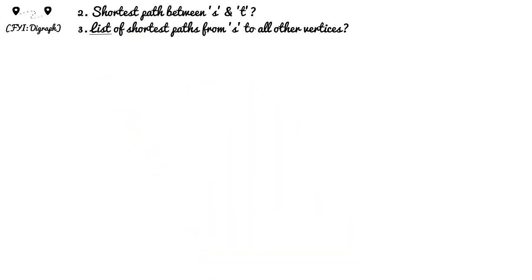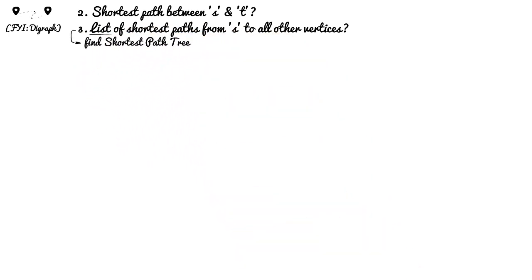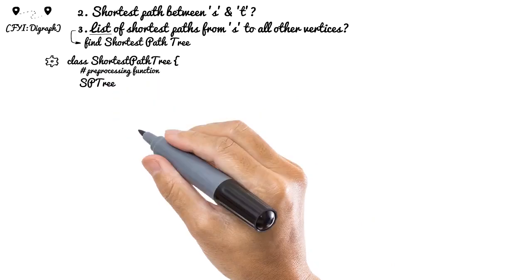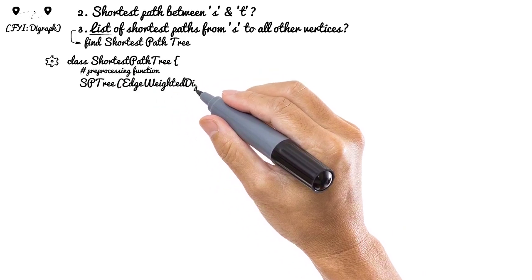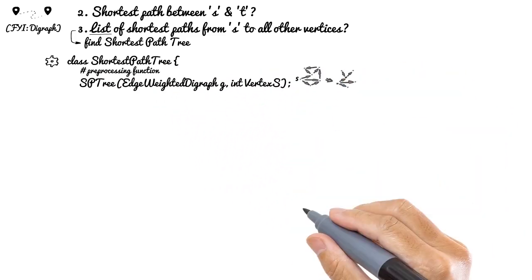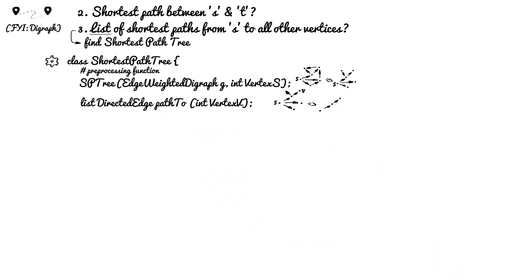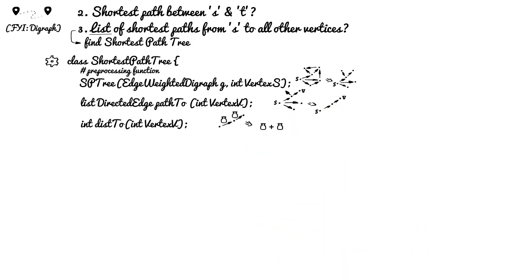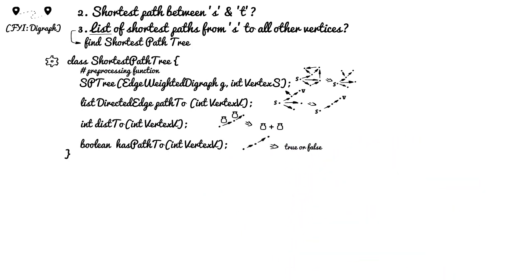Let's start with the list of shortest paths task. This is actually about finding the shortest path tree. Our API consists of preprocessing function sp3 to find the list of all shortest paths, or shortest path tree in other words, which takes input parameters graph and start vertex S, and additional useful functions: path2 to find the shortest path from vertex S to vertex V, and some auxiliary functions for convenience, like dist2 to retrieve the shortest path length from S to V, or hasPath2 to check if there is a path from S to V. That's about abstract API.